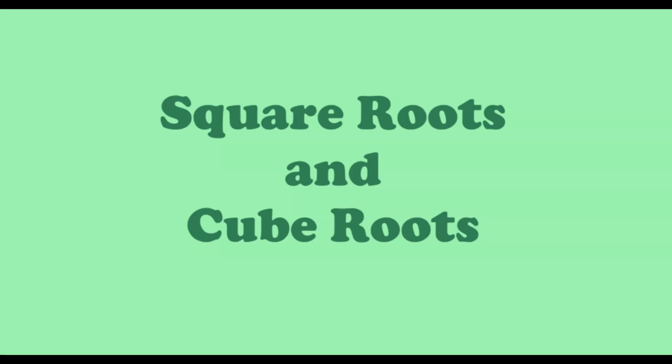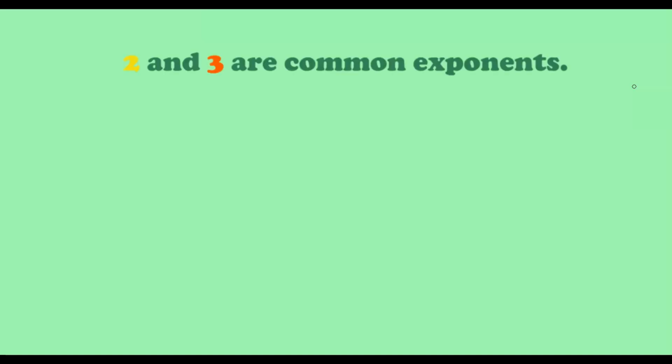In this video, we are going to learn about square roots and cube roots. Now, recall that 2 and 3 are common exponents. When we raise a number to the power of 2, we say that we are taking the square of that number. For example, if we consider a number 6 and we raise that to the power of 2, then we call this 6 squared. And this is 6 multiplied by itself 2 times, and that is equal to 36. So 6 squared is equal to 36.